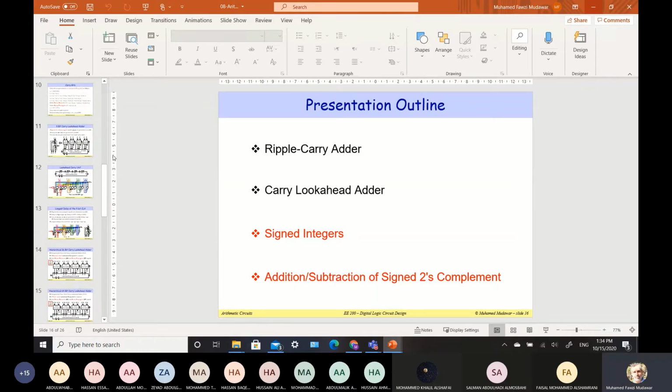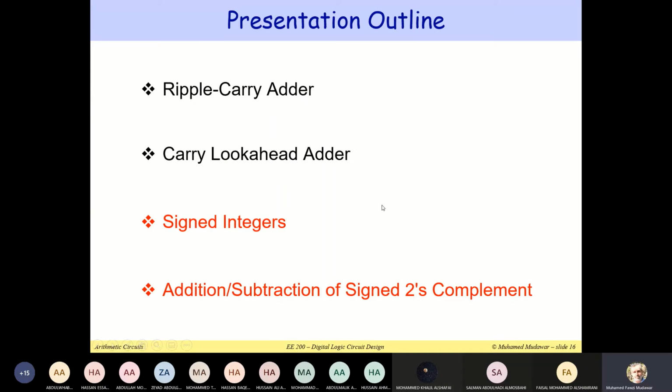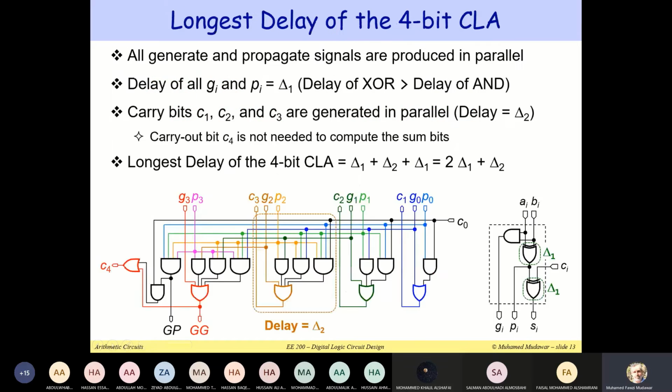So last time I talked about the 4-bit carry look ahead adder. By the way, the adder is not included in this first midterm exam. It will probably be included in the final exam. So we have seen the carry look ahead adder last time.